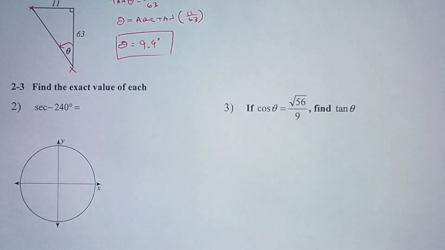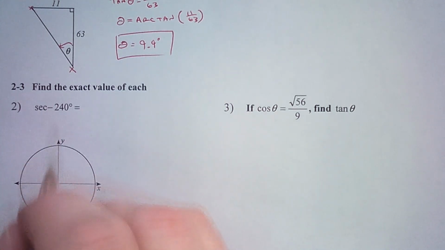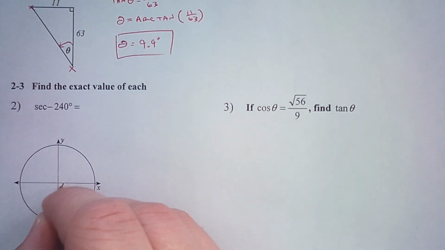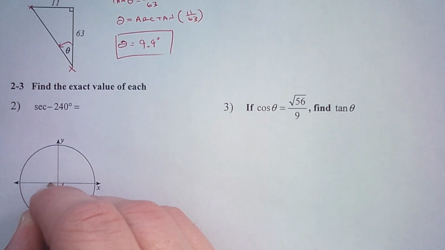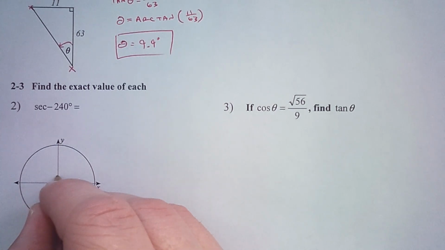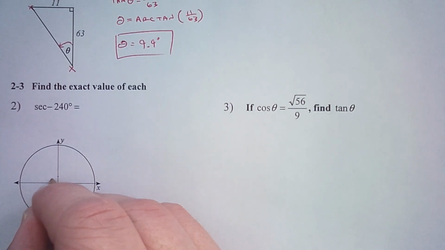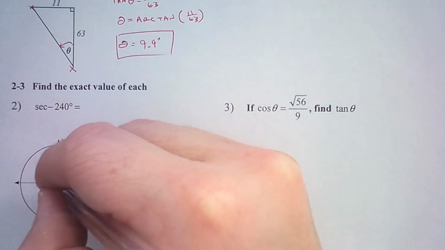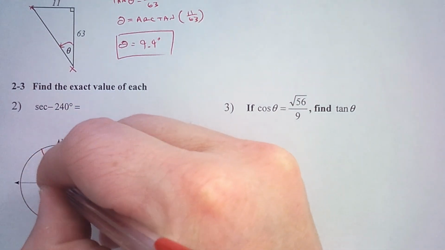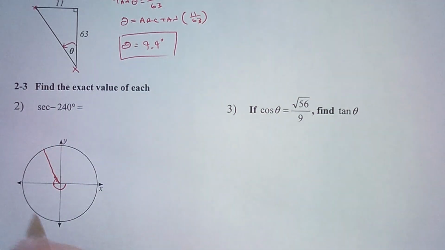Find the exact value of secant, negative 240 degrees. Negative means clockwise, so we've got 90, 180, and then if we go all the way here, that's 270, so we'll stop a little short right about there. Is our 240 degree, or our negative 240 degree angle.